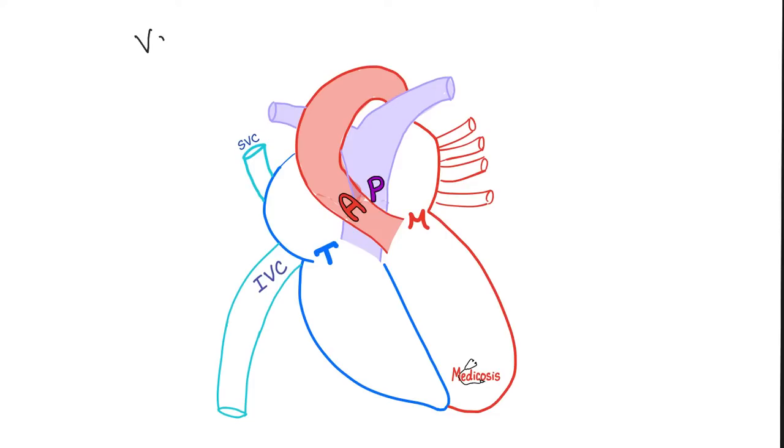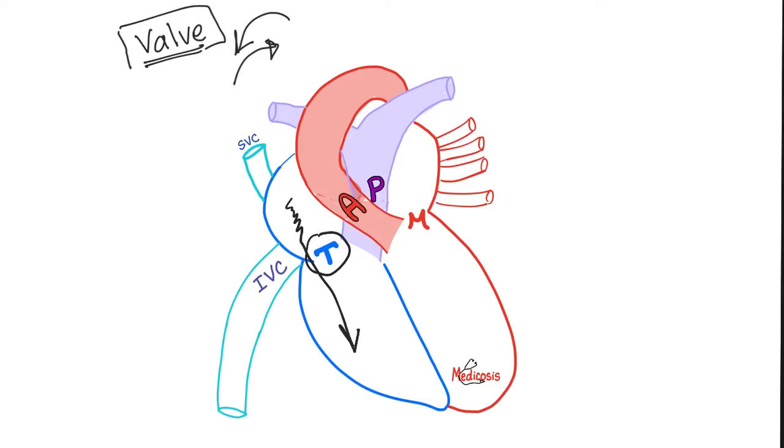What is the purpose of a valve? Just like the valves on the tires of a car, a valve allows air to go in but not out, meaning you allow the flow in one direction and not in the opposite direction. By the same token, the tricuspid valve should allow the blood to move from right atrium to right ventricle, this direction only, and not in the opposite direction.